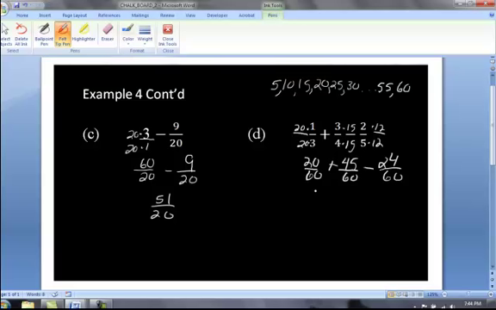So we're going to have 65, because 20 plus 45 is 65, 65 60ths minus 24 60ths, and you can do this as scratch work on the side if you need to. 65 minus 24, 5 minus 4 is 1, 6 minus 2 is 4. So 65 60ths minus 24 60ths is going to be 41 60ths, and that's our final answer there.